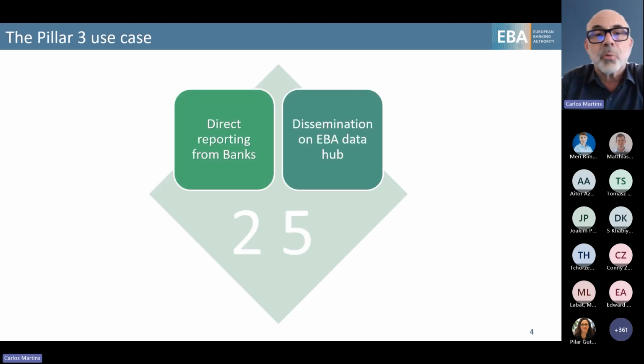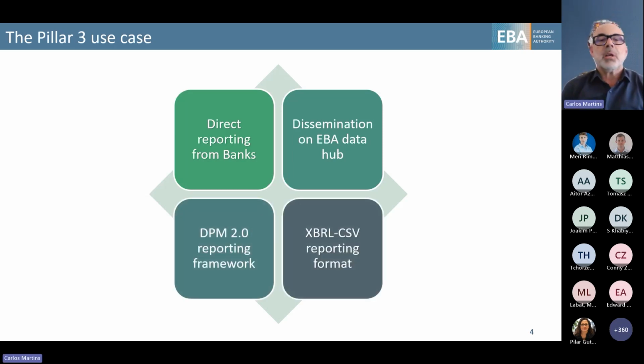So Pillar 3 will be based on direct reporting from banks to EBA, so it does not go through the sequential approach. It's a direct data collection, and the dissemination of Pillar 3 data will be centralized in the EBA Data Hub, which is also being built at the moment. And this data collection and all the data transformation that goes with it will be based on the DPM 2.0.